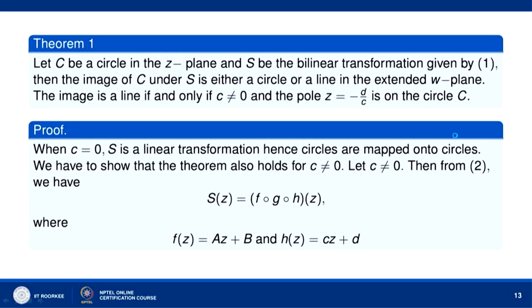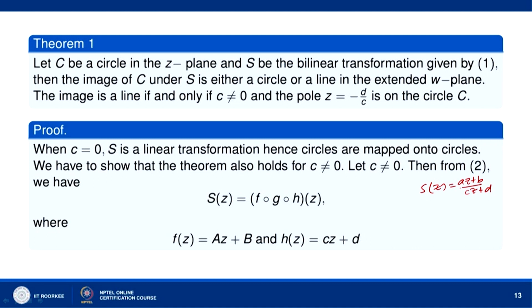Let C be a circle in the z plane and S be the bilinear transformation given by equation 1, that is S(z) equal to (az + b)/(cz + d). Then the mapping of the circle C under S is either a circle or a line in the extended w plane. The image is a line if and only if c is not equal to 0 and the pole z equal to minus d by c of the bilinear transformation is on the circle C.